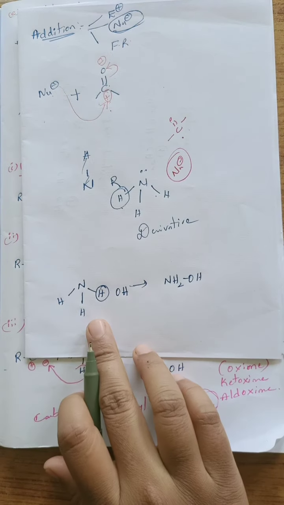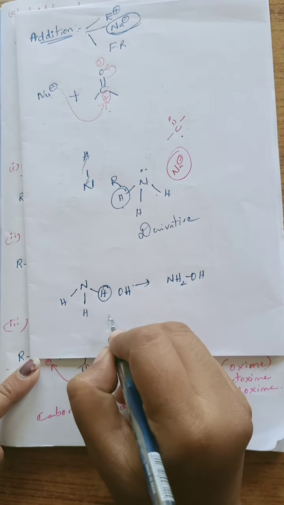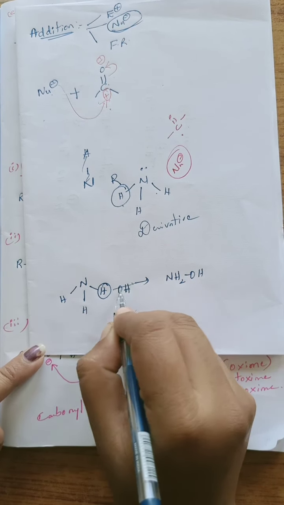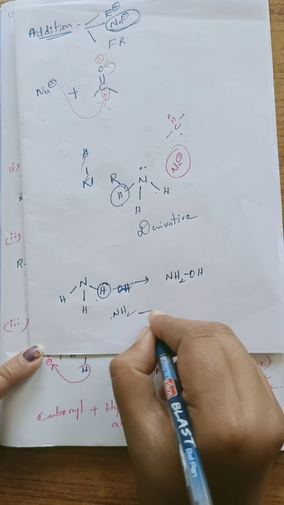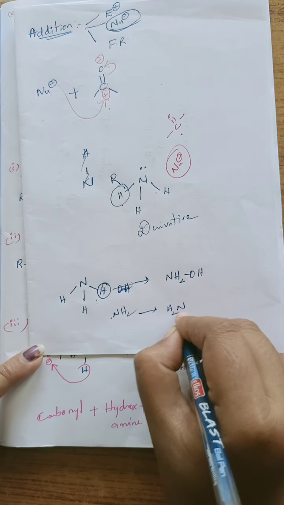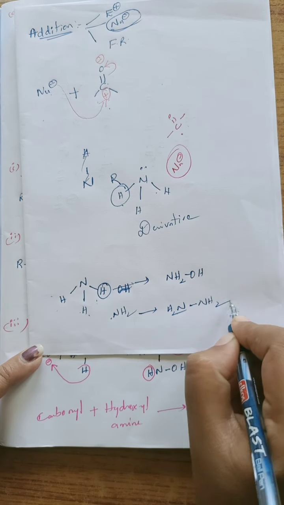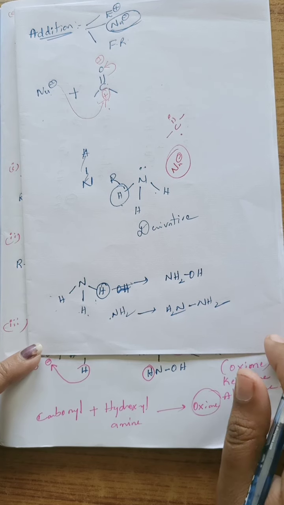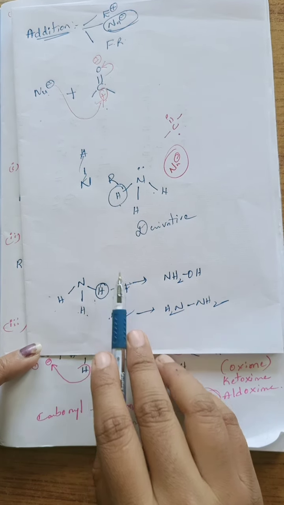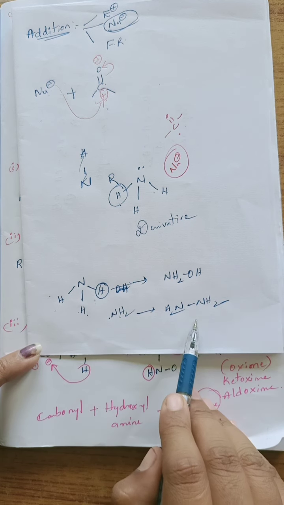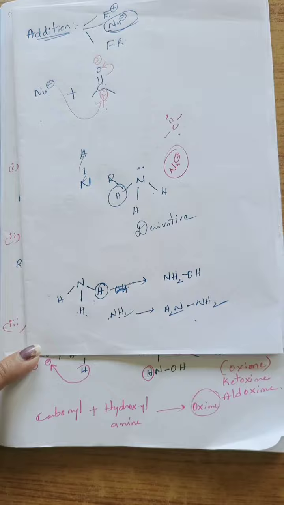Suppose in this ammonia, if one of the hydrogens is replaced by NH2, then already two hydrogens are present, and now one more NH2 is added. This is known as hydrazine. If in ammonia one of the hydrogens is replaced by an NH2 group, that is known as hydrazine. Now we'll see the reaction with hydrazine.